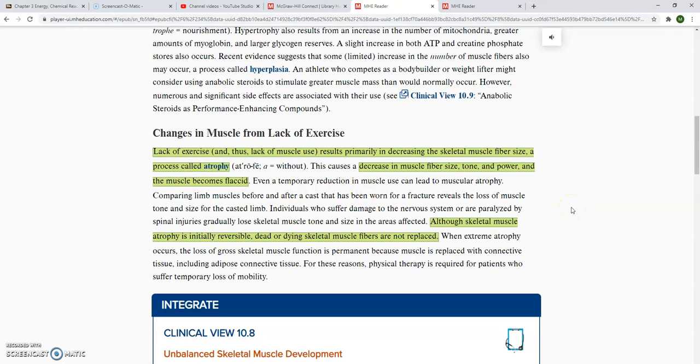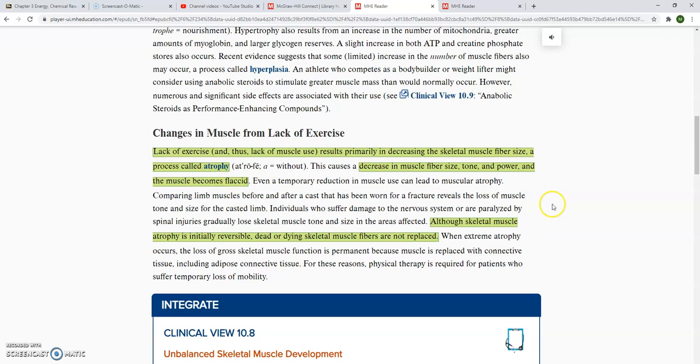So just like exercising improves your ability to make ATP and increases the size of your muscles, you can have a more forcible contraction. The lack of exercise is going to cause the muscle cell fibers to decrease in size. The opposite of hypertrophy then is atrophy.